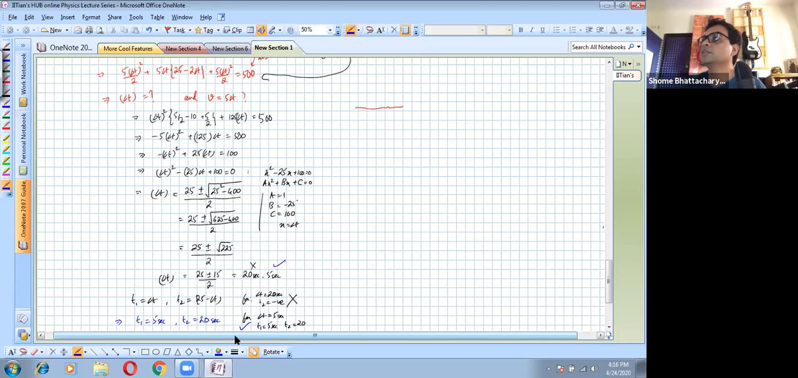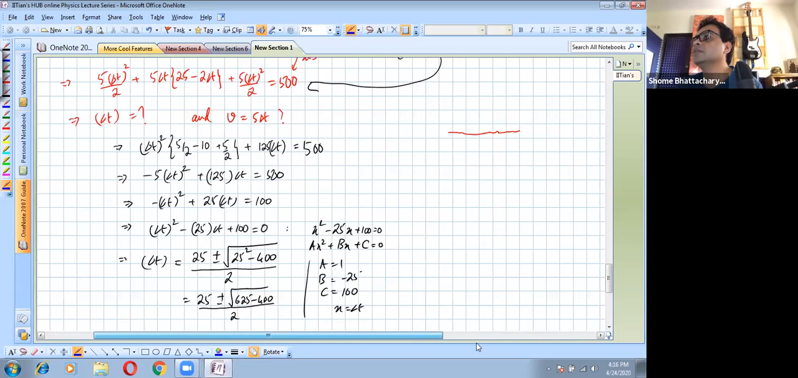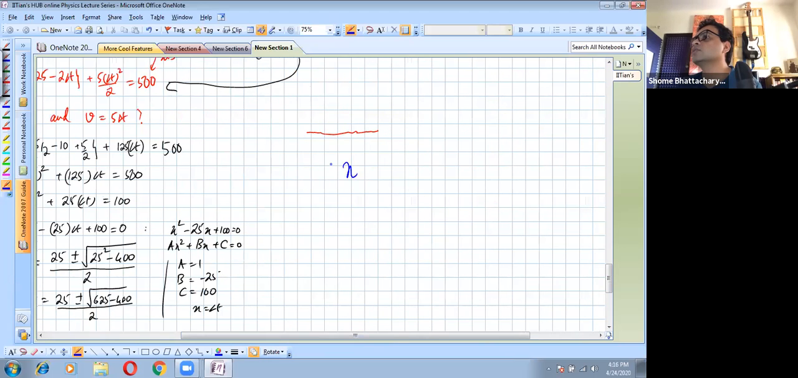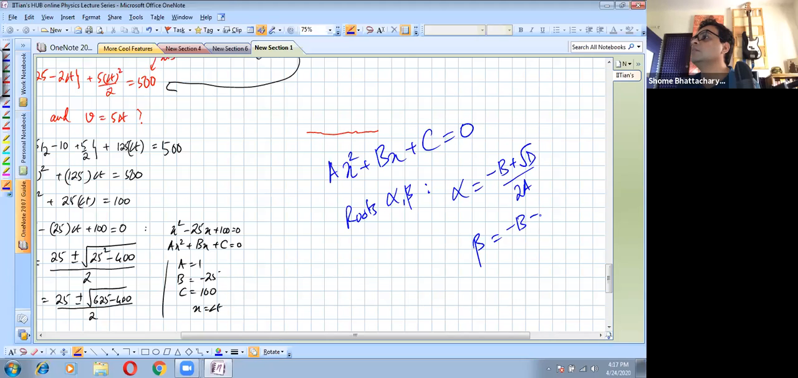Okay, so I'll just explain the equation solving here briefly. This is your quadratic equation. If we have the equation ax square plus bx plus c is equal to 0, then the roots of the equation, which we typically call alpha and beta, are given by alpha is equal to minus b plus square root of discriminant divided by 2a, and beta is given by minus b minus root of discriminant divided by 2a, where the discriminant is defined as b square minus 4ac. So this is the principle we should know.